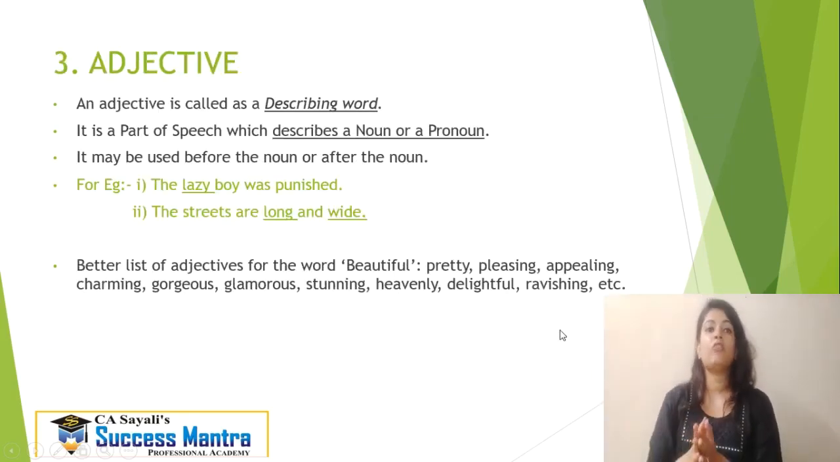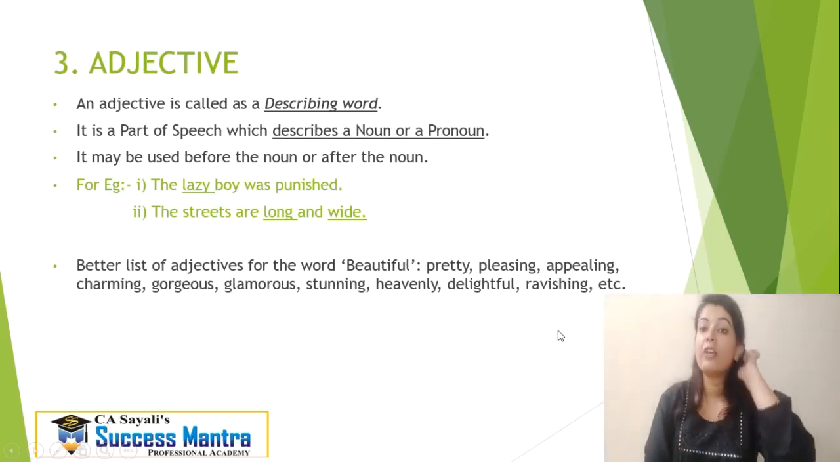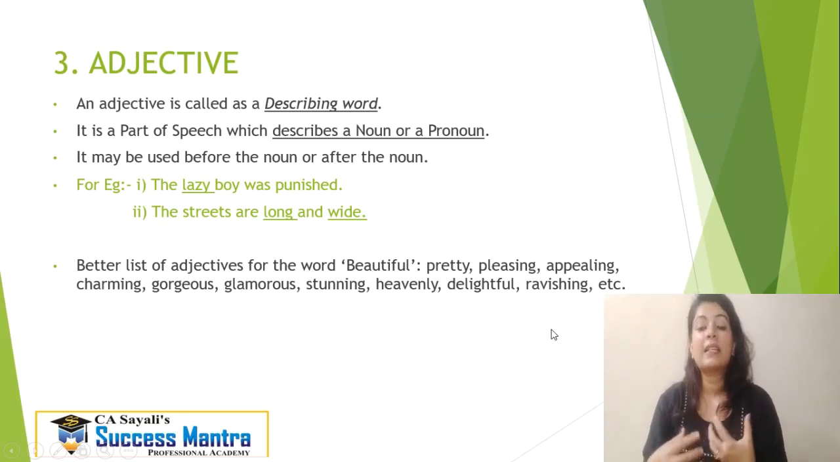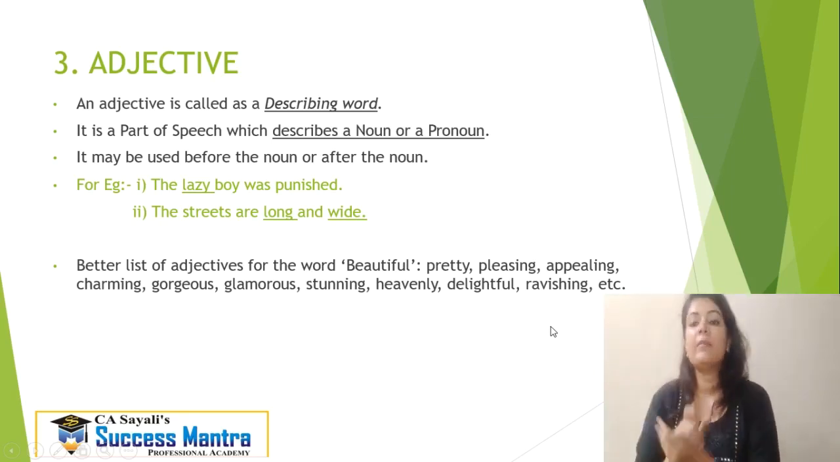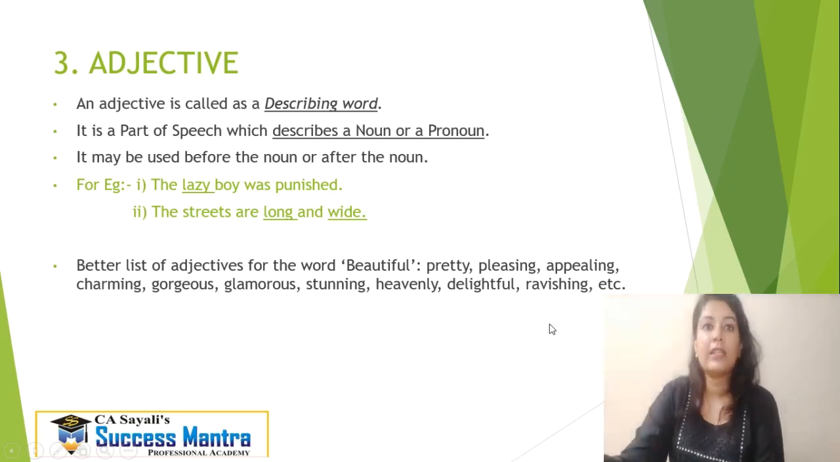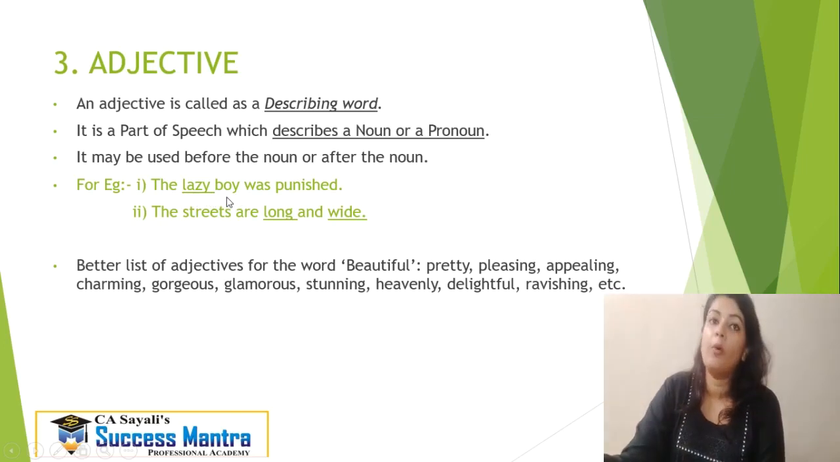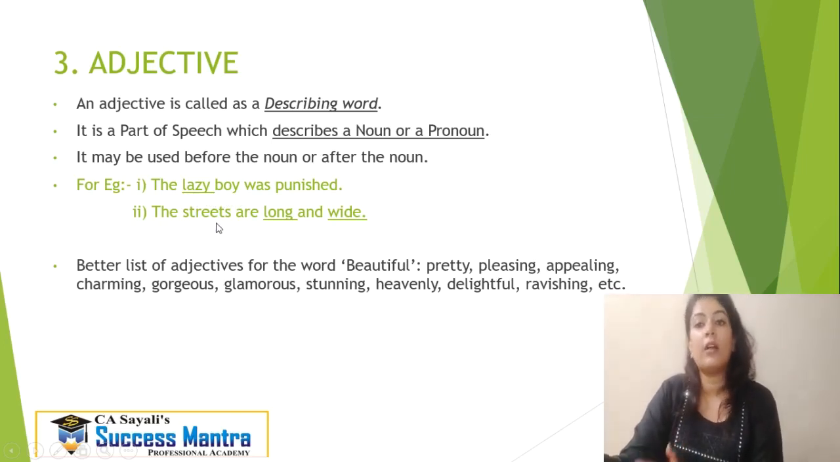The next part of speech is adjective. What is an adjective? Adjective is something which can be described as a describing word. It is a part of speech which will tell you more about the noun or the pronoun, and it can be used either before the noun or pronoun, or after the noun or pronoun. For an example, I have put in here, the lazy boy was punished. So the adjective lazy defines how the boy is. So this adjective is used before the noun, that is boy. Second example is the streets are long and wide.